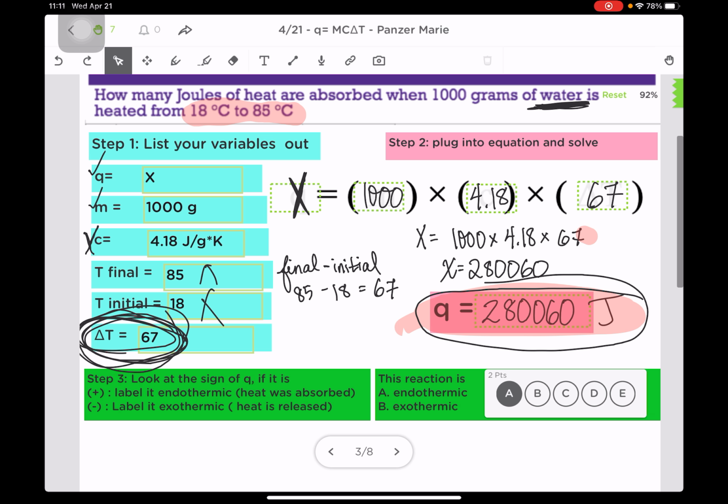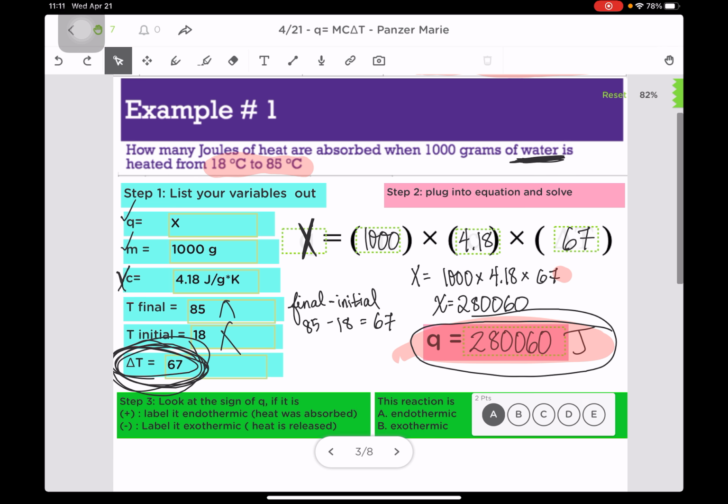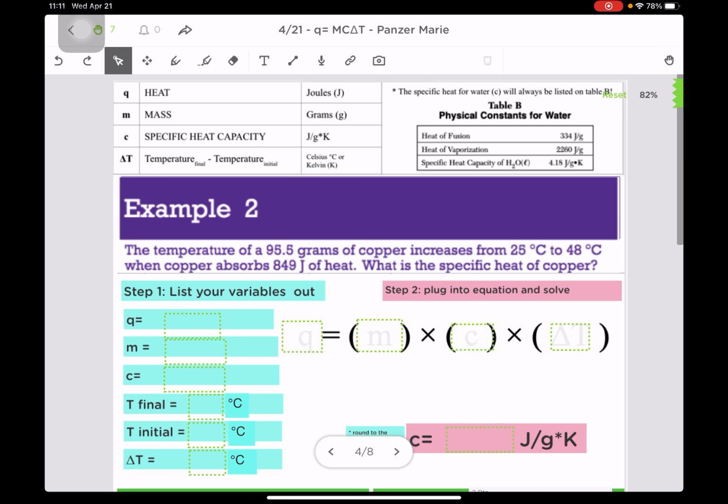Alright, so there is our first example. I was about to ask if anyone had any questions, but alas, there's no one to ask me questions, so I'm gonna move on now. Okay. So, example number 2. This one is going to be a little bit different because we are not solving for heat. So we're going to take a look at what that looks like.